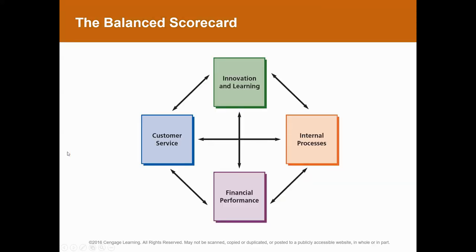So a balanced scorecard is kind of like a matrix, and the matrix includes all of these elements and is a comparison to each other. We're looking at customer service, innovation and learning, or R&D, internal processes, and, of course, financial performance. And we're looking at all of these together and comparing the four as well to understand how the company's overall picture looks. And that's why I really like the balanced scorecard approach, is because we're looking at the company holistically.